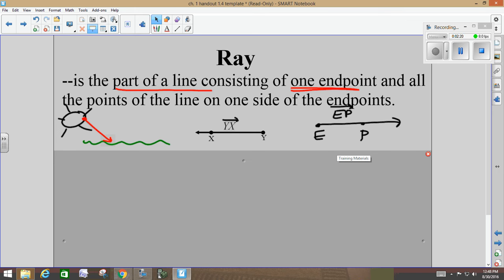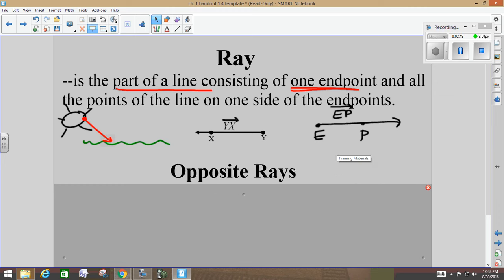Okay. So your symbol will always face to the right. When you name it, you use the endpoint. So ray EP starts at E, goes towards P. Ray YX starts at Y and goes towards X. Even though it's moving left, my symbol still has to go right because the first letter is the endpoint, the second letter tells you your direction. So listen. Perfect. Okay, rays.